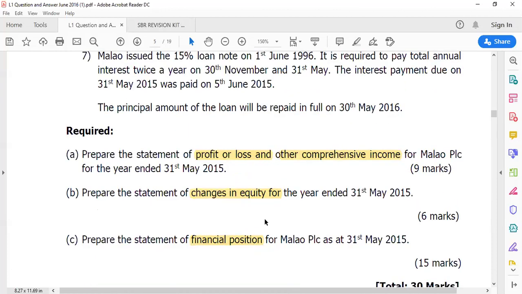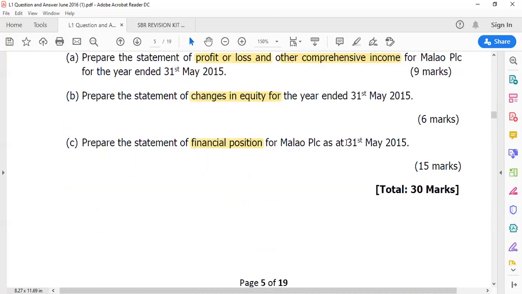So let's look at our reporting date. 31st May 2015. Yes, there we go. So indeed, once we know the trial balance date is the same as the reporting date, it means that most of the figures are going to be free marks.